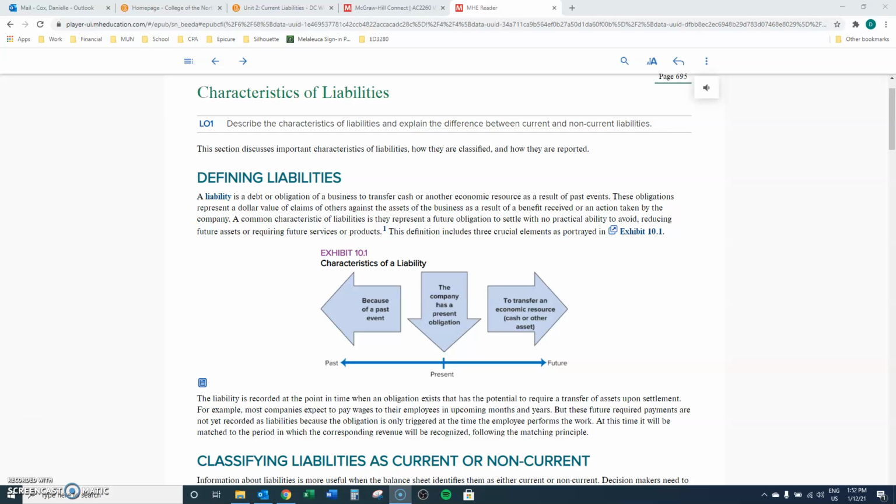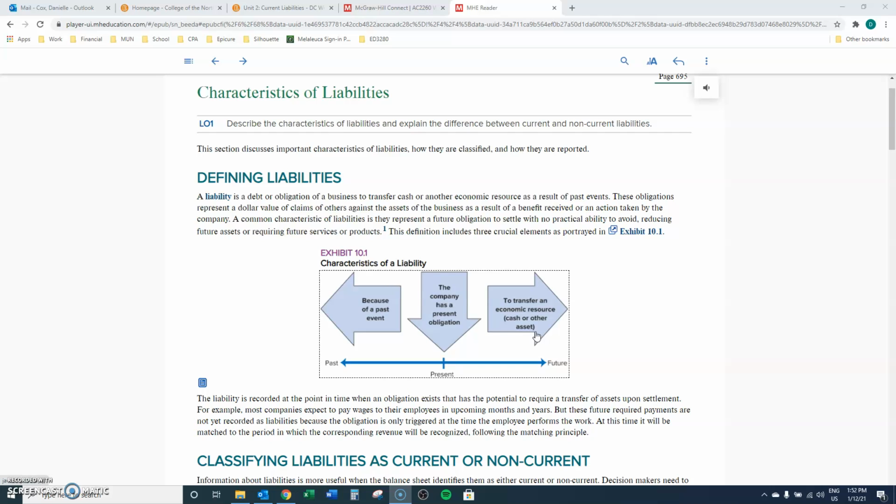So this little thing here, this describes it well. Because of a past event, something that's already happened, the company now has a present obligation in the future to transfer an economic resource, whether it's cash or some other kind of asset. The liability is recorded at the point in time when the obligation exists, that has the potential to require a transfer of assets upon settlement.